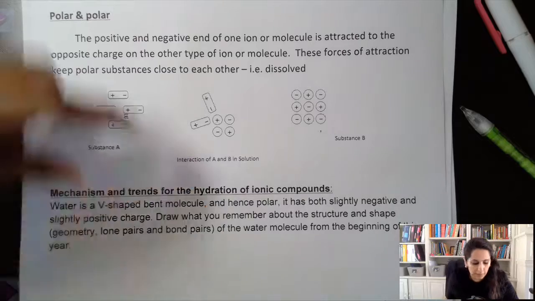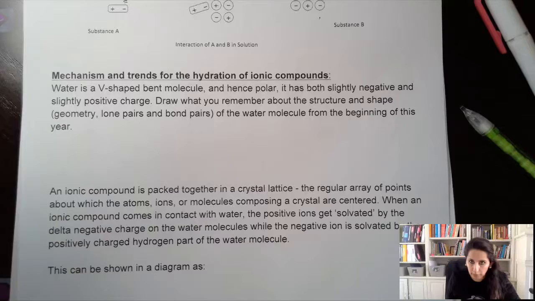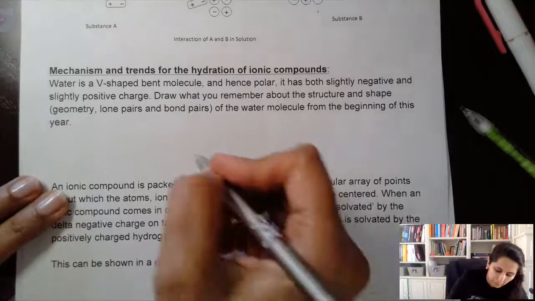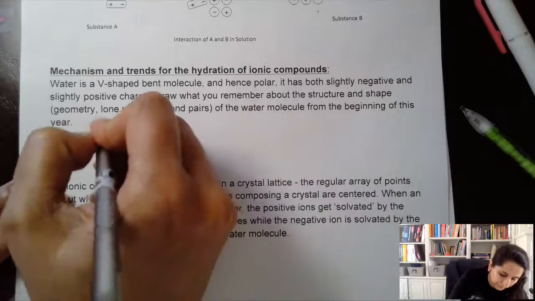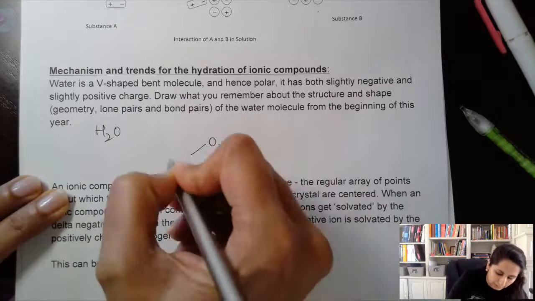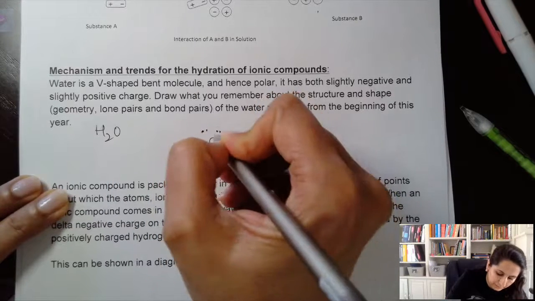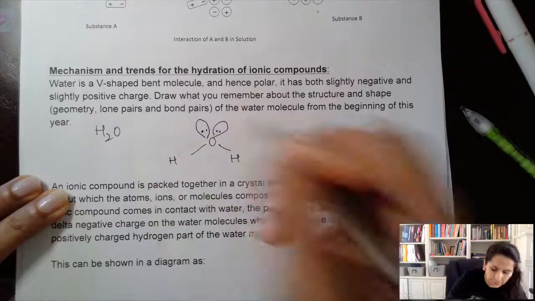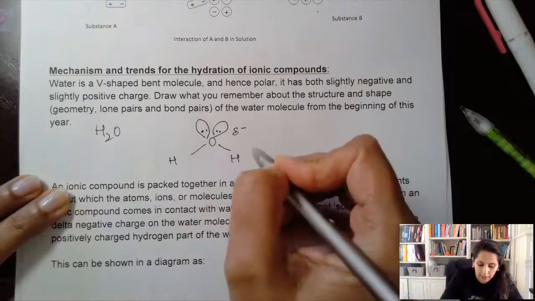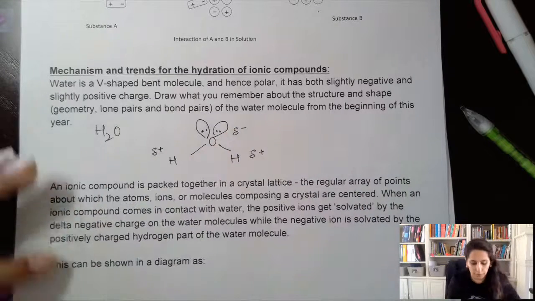So let us look at the special case of water, where water is the solvent. So again, going back to unit 1 when we were talking about the shape of the water molecule. So we've got the oxygen in the middle, water has a bent shape, and then it has two lone pairs of electrons. Okay. So water tends to have a delta negative and a delta positive end. So that's the shape of the water molecule.